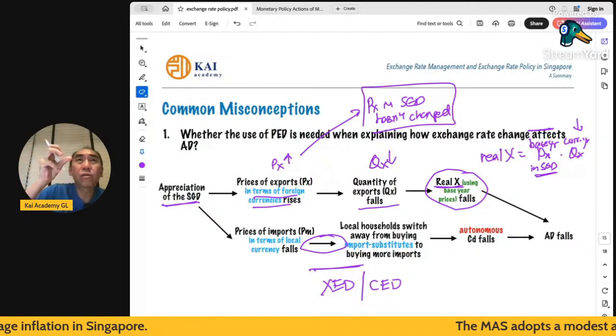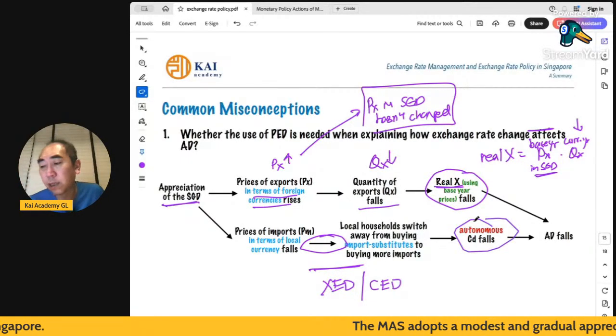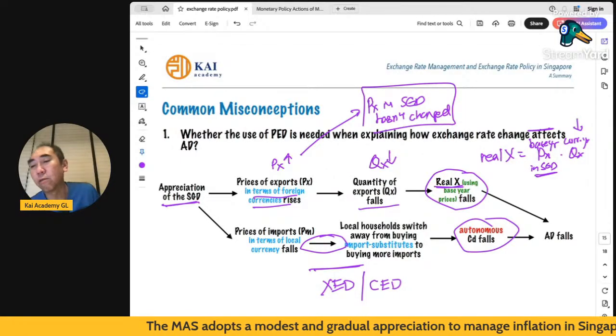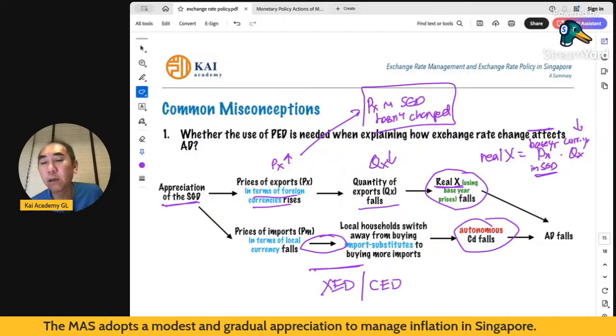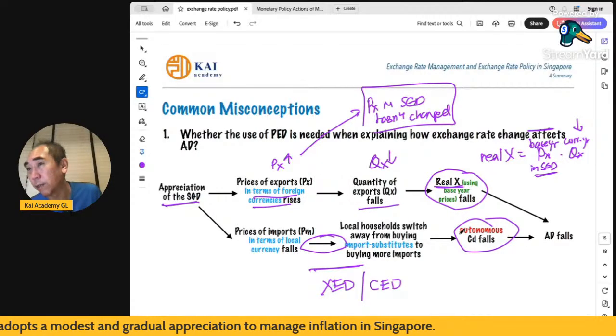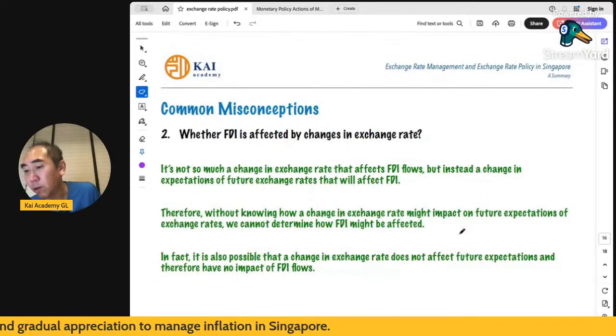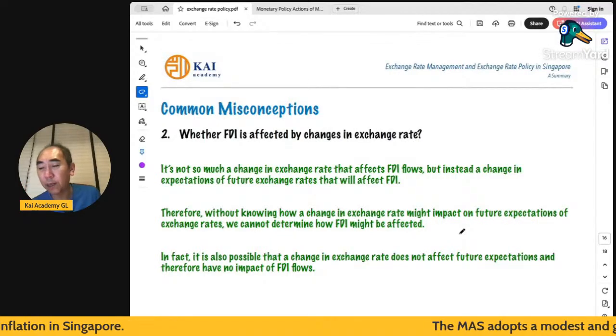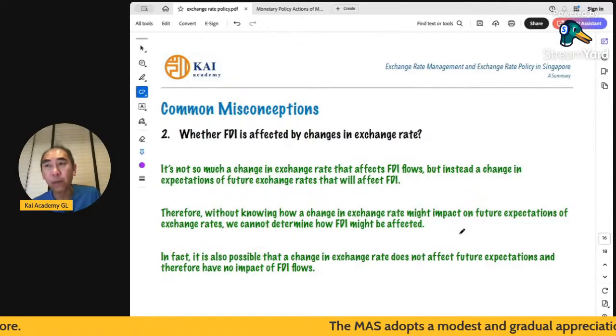Again, the direction of change, that CD falls, does not depend on cross elasticity. The magnitude depends on cross elasticity. So that's the first common misconception I want to address. The second common misconception I want to address is whether FDI is affected by exchange rate changes.